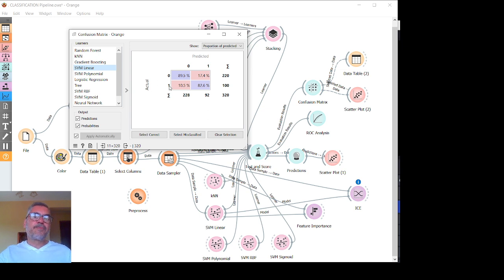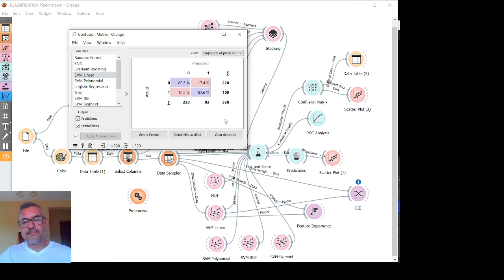On the other hand, for class 1, we had in the sample 100 customers that did not pay. We forecasted correctly that they are not going to pay 82.6%, and we misclassified 10.5%. So basically, 10.5% out of 100 customers, we misclassified 10 customers. We predict with our model that they are going to pay, and actually they do not pay. This is how, in Orange, the confusion matrix works.